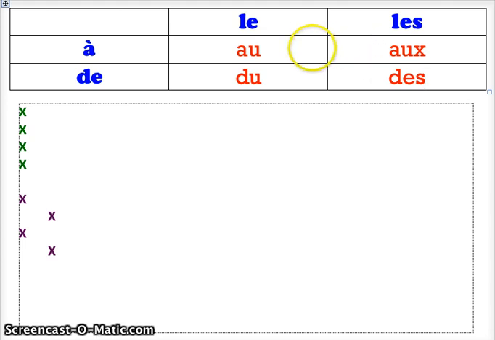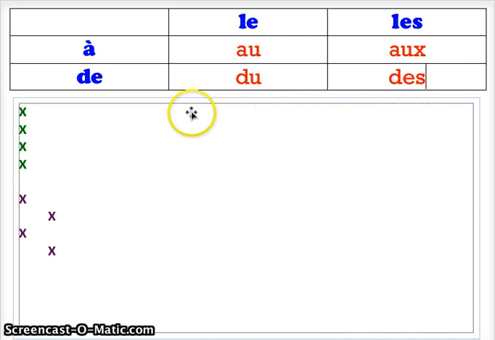So here are your 4 contractions. À plus le becomes au. À plus les becomes aux, with an X. De plus le becomes du, and de plus les becomes des. That means that you will never see à and le next to each other in a French sentence. You will never see à and les next to each other. You will never see de and le next to each other, nor will you see de and les next to each other. Instead, you will see these contractions.